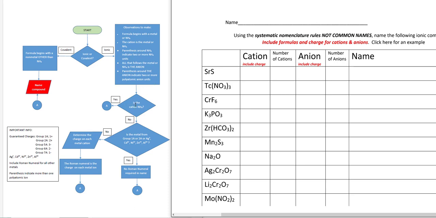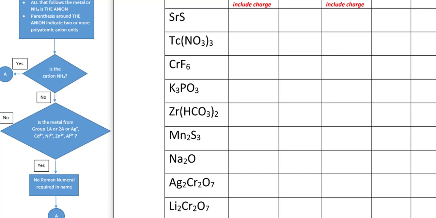Before we move to the next step, let's identify the 2 components, the cation component and the anion component. I'm going to put a circle around the cation, which in this case is a metal, and then a rectangle around the rest of the formula, which is the anion. Over here, here's the cation, and I'm only going to put what is inside the parentheses in this rectangle. Remember, the parentheses indicate 2 or more polyatomic ion units.